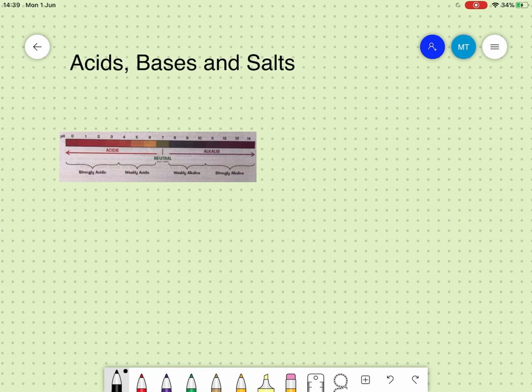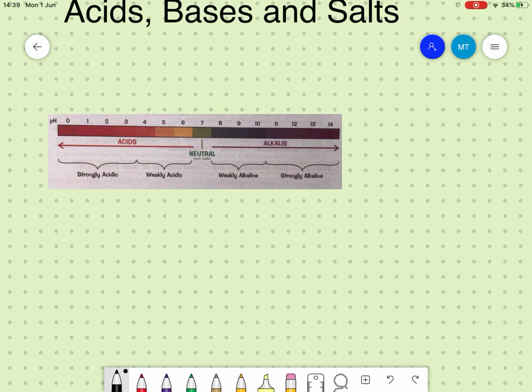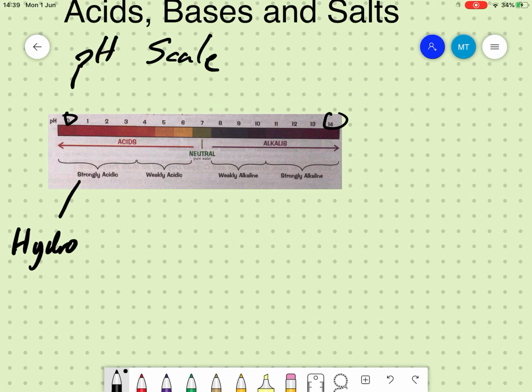Hi, now we're looking at acids, bases and salts here, and let's just look at the pH scale. pH is small p, capital H, and it's a way of measuring the strength of an acid or a base, and it runs from 0, which is a strong acid, to 14, which is a strong alkali. So strong acids are very low pHs. An example would be hydrochloric acid.